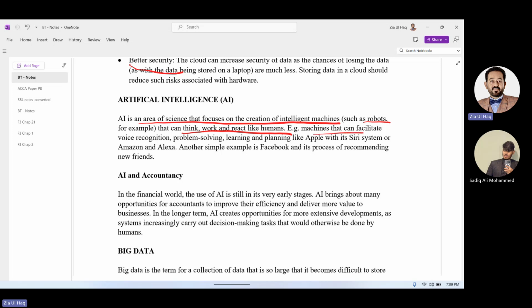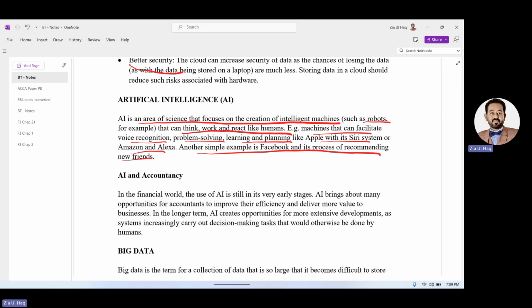For example, machines that can facilitate voice recognition, problem solving, learning, and planning, like the Siri system used in the Apple iPhone, and Amazon's Alexa. Another example is Facebook and its process of recommending new friends.